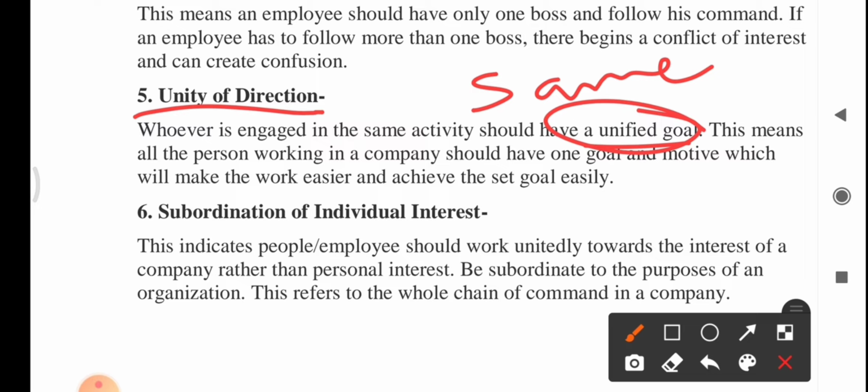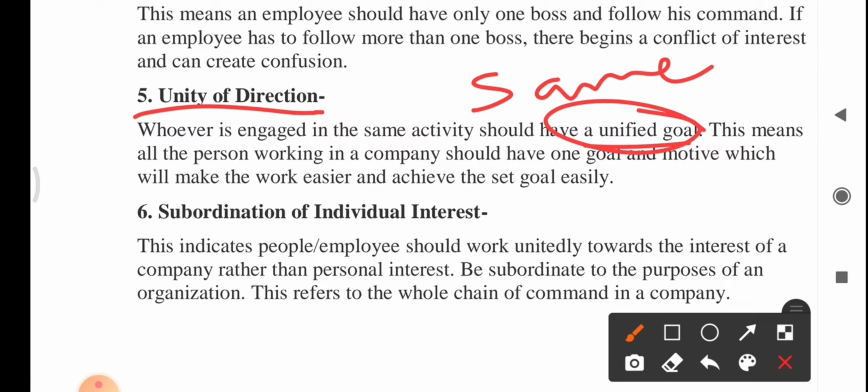Everybody should have a common target in an organization. Like if it's a school, what will be the goal of a school? That the school should be the best in the town or the city or the state or whatever it is. This should be the goal of all the employees of that particular organization. If this common goal is not there, then it becomes hard to achieve the set goal.